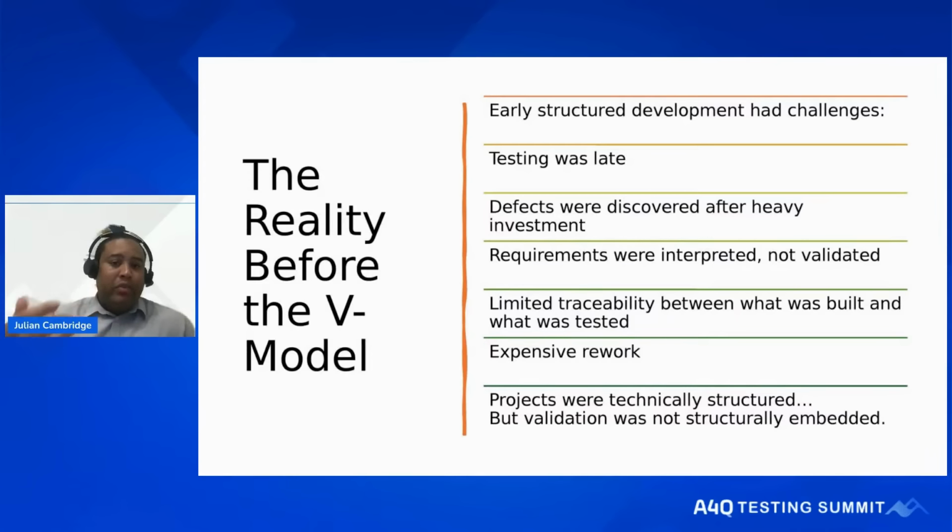It was very much guesswork, and you've got it in the bullet points here. Early structured development had challenges. Testing was late. Defects were discovered after heavy investment. Issues around requirements, issues around traceability. Okay, how do we link our test cases back to the requirements with defects and all the rest of it? And of course, in any sequential model, it's very difficult to go back, or one could even say it's very costly to go back. Hence why we have here expensive rework.